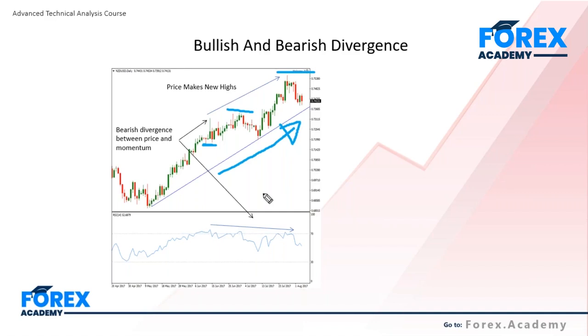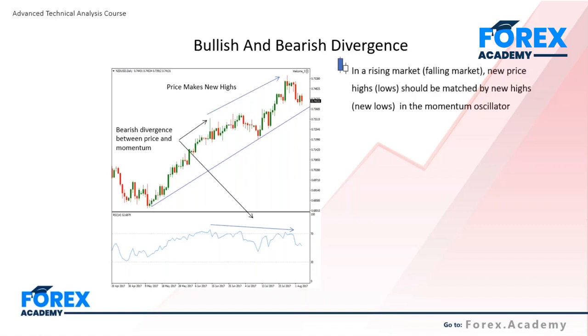As we stressed earlier, this condition in momentum is simply a warning sign. Price will confirm a reversal and therefore confirm the initial warning sign in the momentum oscillator. So, bearish divergence is a situation where in a rising market, new price highs are not matched by new highs in the momentum oscillator. Bullish divergence will simply be the opposite condition.